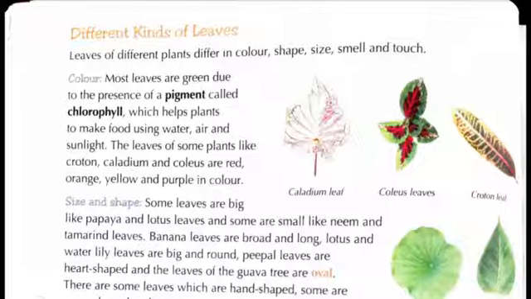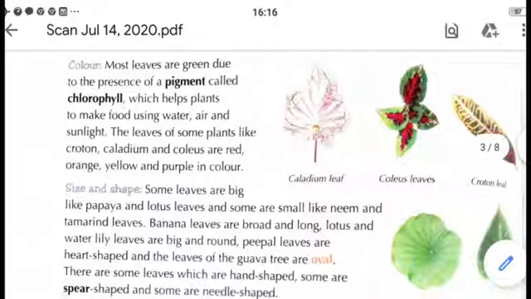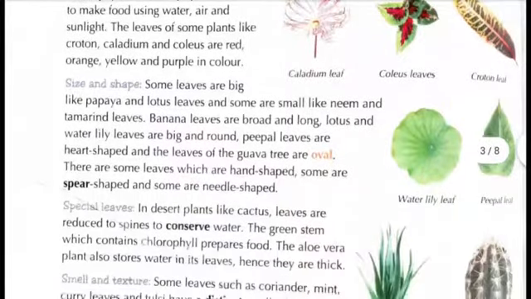As we know, all the leaves are not green in color. So we get the leaves of some plants in various colors like red, orange, yellow, and purple, etc. Here you can see the pictures of different colors of leaves. So first is caladium leaves, the second one is coleus leaf, and the third one is croton leaf. Now move on to the next paragraph, that is size and shape.